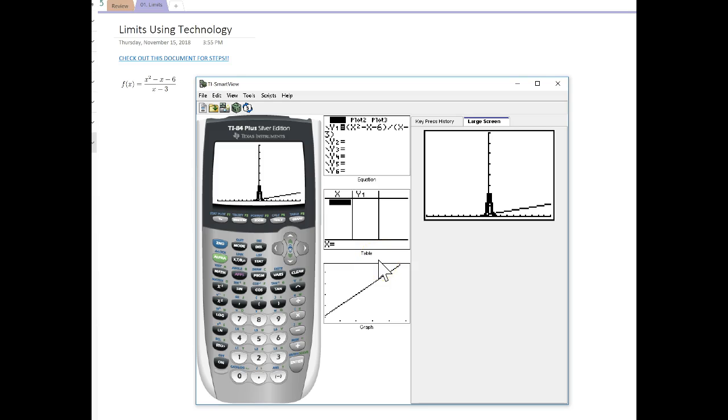Asymptotes don't show super well on here. Holes don't show super well, so those non-permissible values. So you still have to use your brain, use your knowledge of algebra to know where they are. But otherwise, technology is a pretty advantageous thing when looking at limits, because it can generate that graph and it can generate that table for you all you want.